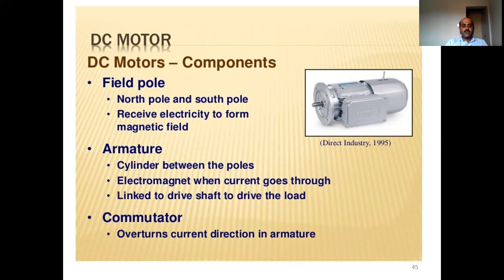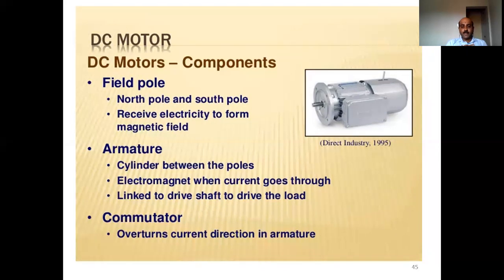So when it comes to the DC motor components, we have three important parts: field pole, armature, and commutator. Field pole means North Pole and South Pole, and they receive electricity to form the magnetic field. The field poles are of two types, North and South, and once they receive electricity, they form the magnetic field.